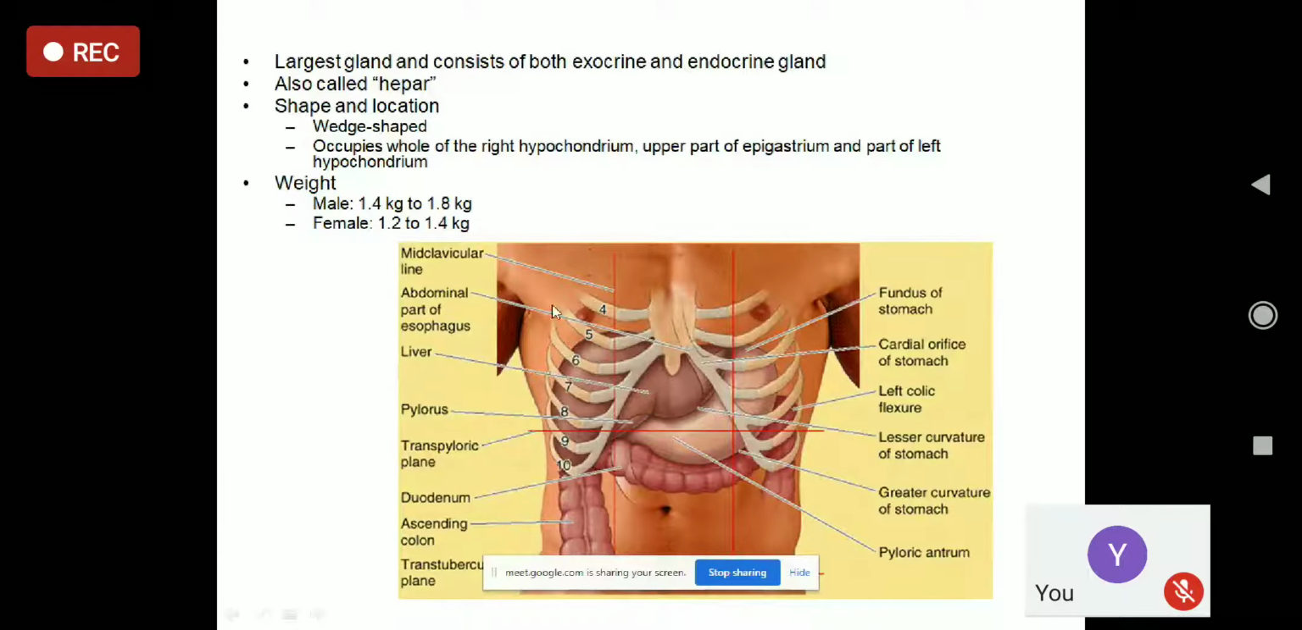In case of male, it is 1.4 kg, and in case of female, it is 1.2. In males it can range from 1.4 to 1.8, whereas in female it is 1.2 to 1.4 kg.